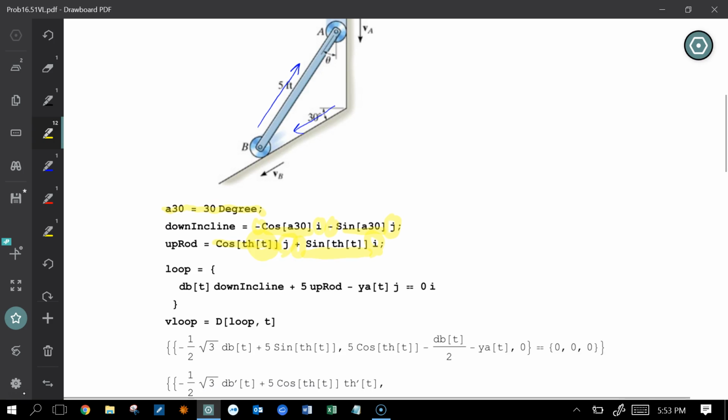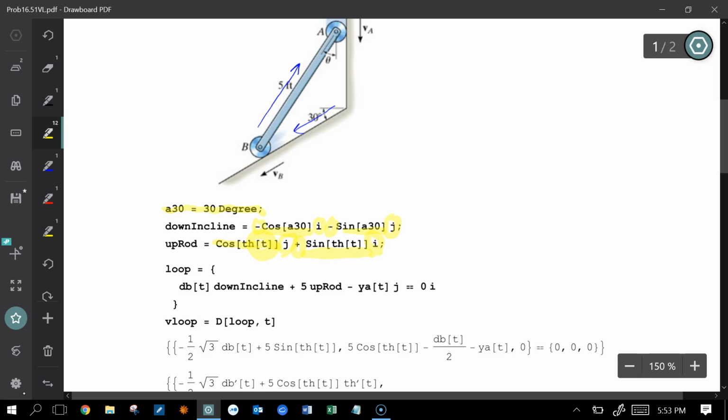Okay, so here's the loop equation. I started in the corner. I go a distance dB, and notice how I'm telling Mathematica that it is a function of time. It's a variable. And it's going down the incline, and then up the rod, and then it goes down, YA, down is negative j, down the distance of YA, and that equals 0.